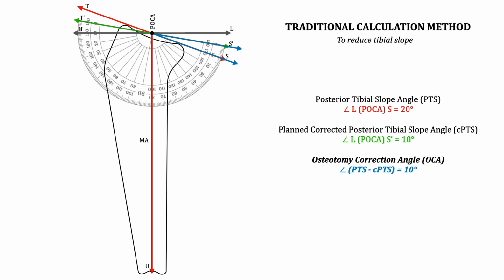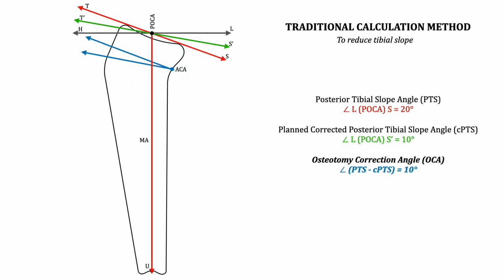In the traditional simplistic method of calculation, the difference in angular measurement of the preoperative posterior tibial slope angle, PTS, and the planned postoperative corrected posterior tibial slope angle, CPTS, is considered as the osteotomy correction angle, OCA, and is used for opening or closing the wedge. In this case, the OCA is therefore 10 degrees.